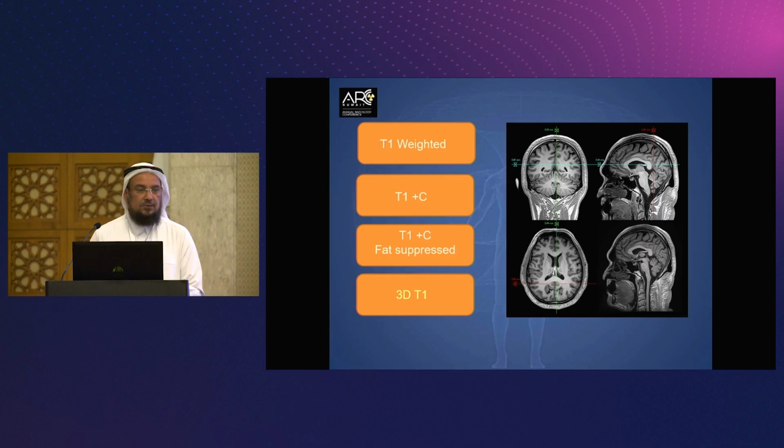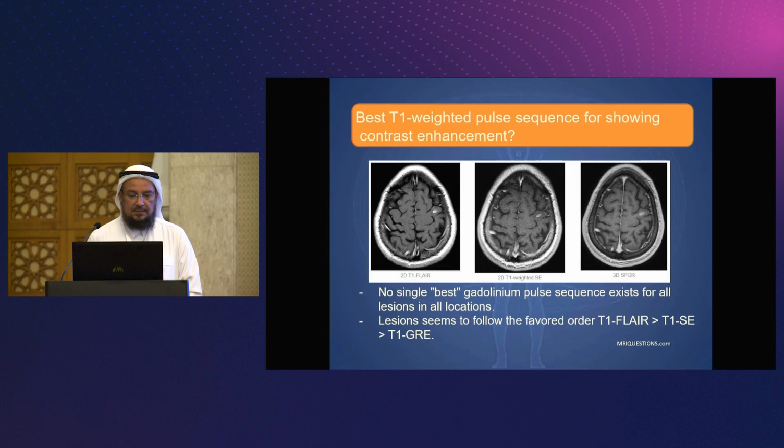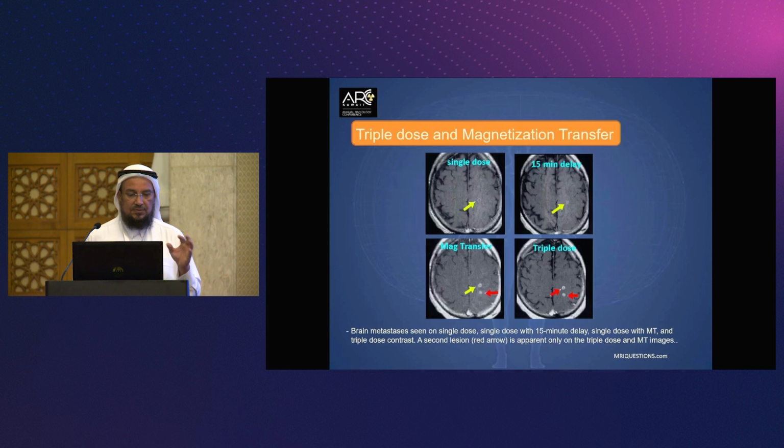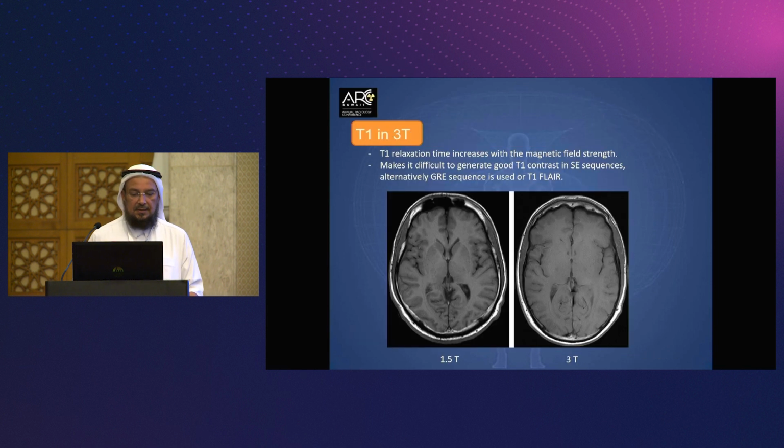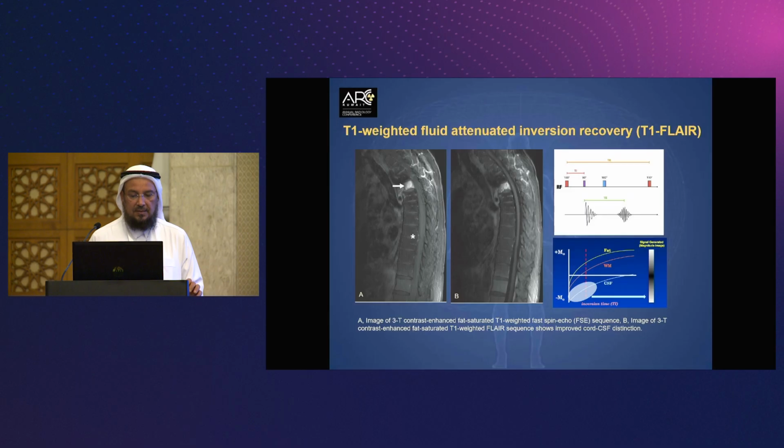And then another expansion of T1 is to make it 3D. So instead of having a slice selection, we will acquire the whole brain with a 3D acquisition. And this is an example. Because of the time, we will just go through the... this is just showing the difference between how the T1 appears in 1.5 Tesla compared to the 3 Tesla.